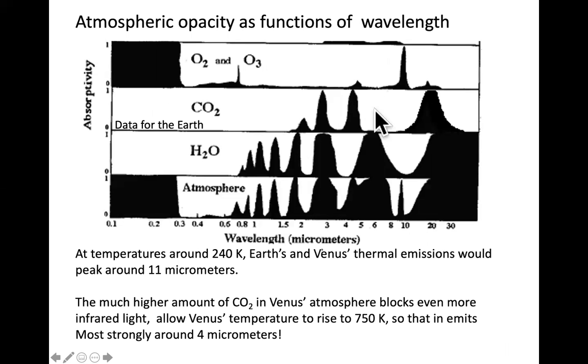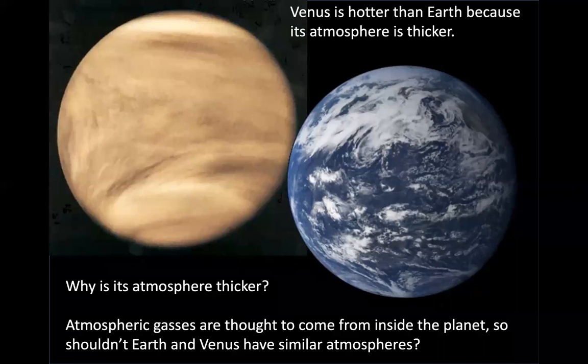It is so effective, it basically forces the temperature of the planet to increase to the point that it can emit through this gap around 4 microns. This drives the temperature from something vaguely around the freezing point of water up to a temperature that can melt lead. So the reason Venus is so hot is primarily because it has this extremely dense carbon dioxide rich atmosphere.